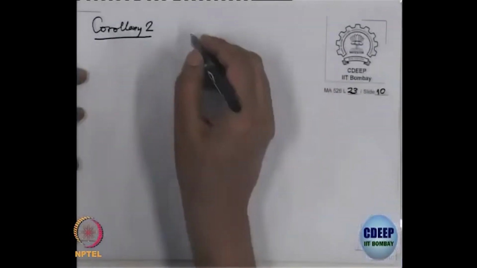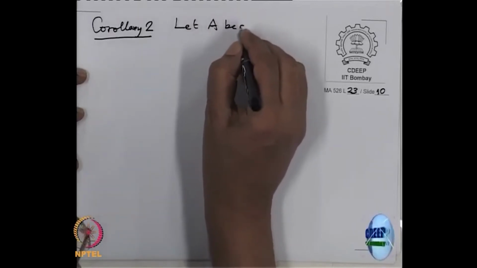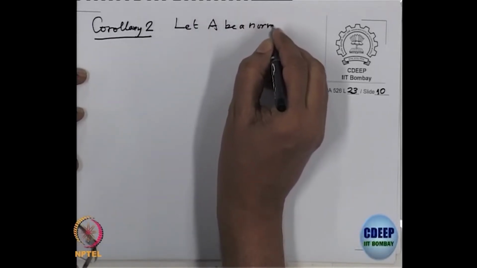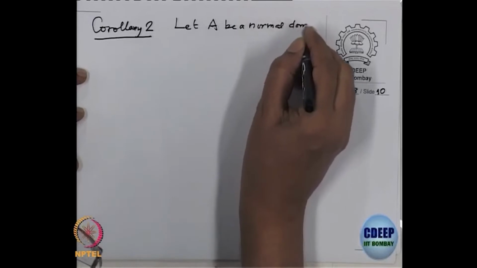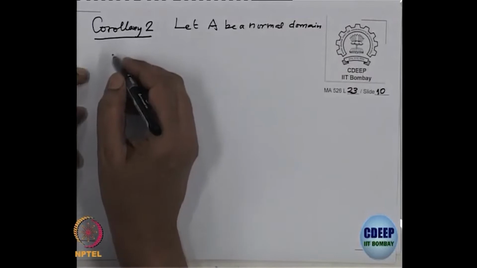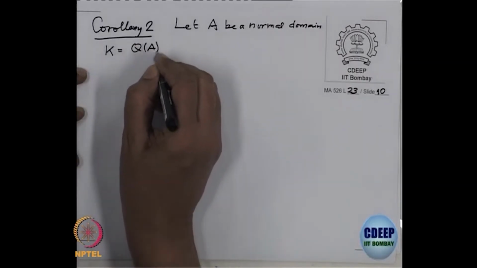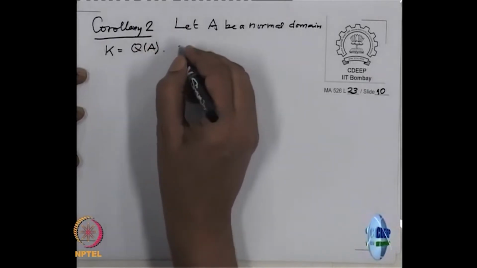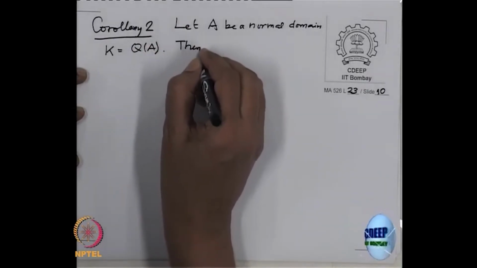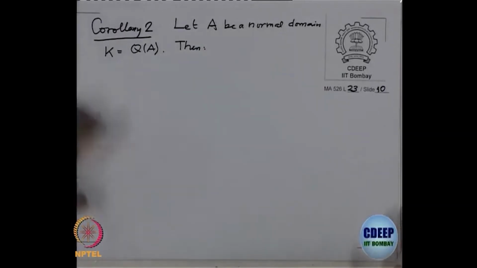Okay, next corollary. Let A be a normal domain and K the quotient field of A, then this corollary will give examples of discrete valuation rings.